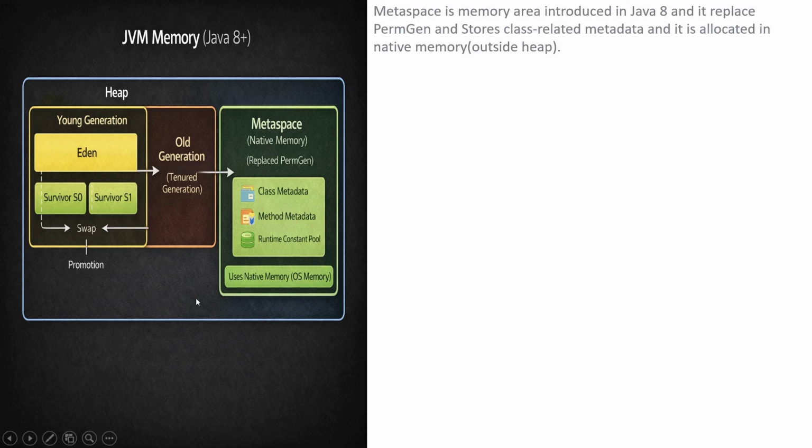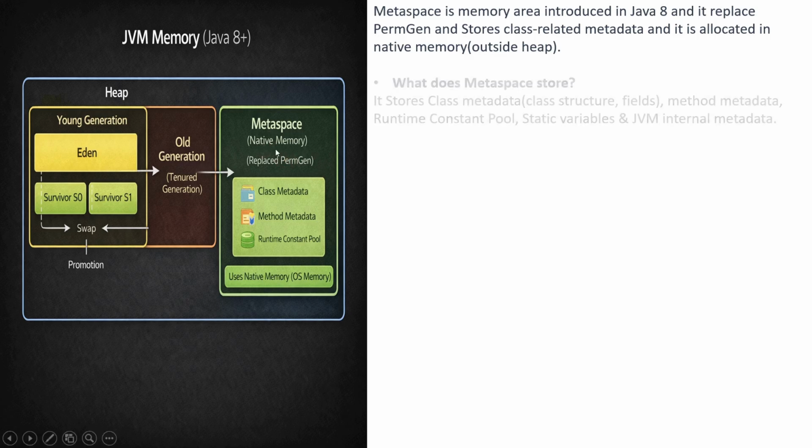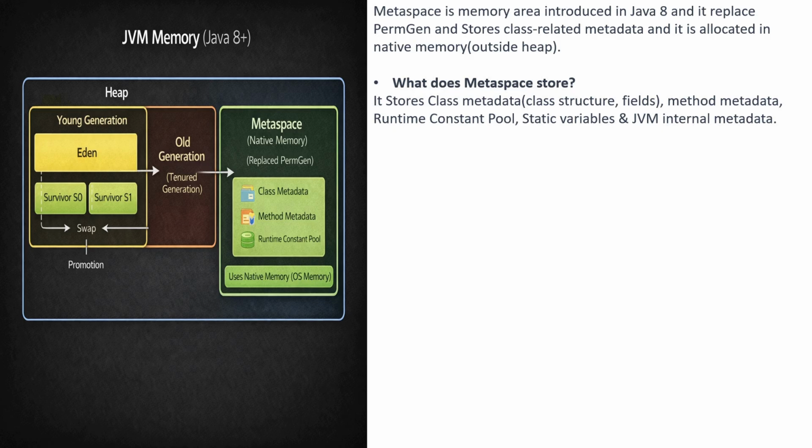What is metaspace? Metaspace is a memory area introduced in Java 8 and it replaces perm generation and stores class-related metadata, and it is allocated in native memory. You can see here it is allocated in native memory, which is outside heap memory. So what does metaspace store? It stores class metadata information like class structures, fields, method metadata, runtime constant pool, static variables, and JVM internal metadata.